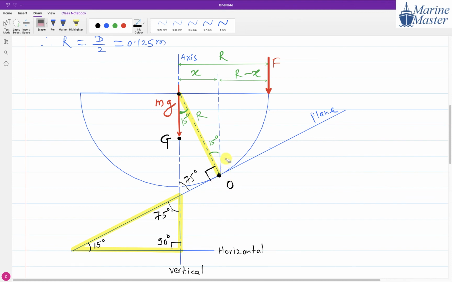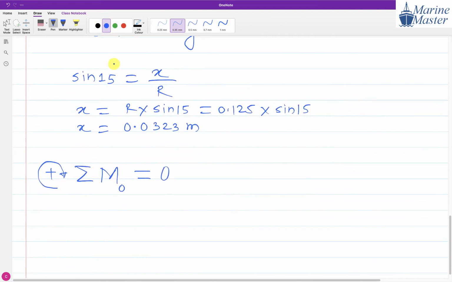Now moment means force into perpendicular distance. Due to this force F about point O, is the moment clockwise or anti-clockwise? It will be clockwise. And what will be the perpendicular distance? Extend this line further and measure the distance. That distance will be r minus x. So the effect of F is clockwise, meaning positive, and the perpendicular distance will be r minus x.